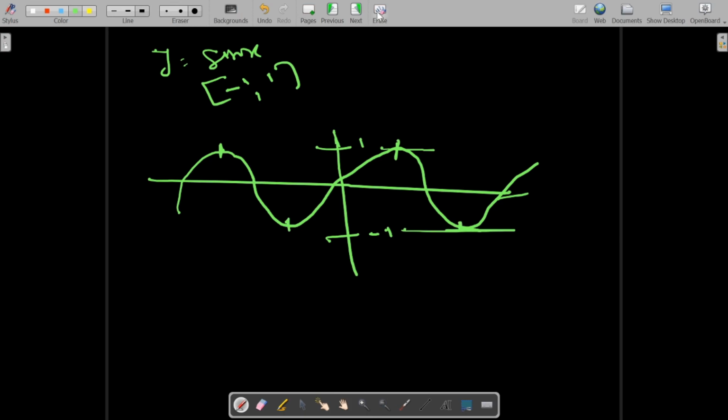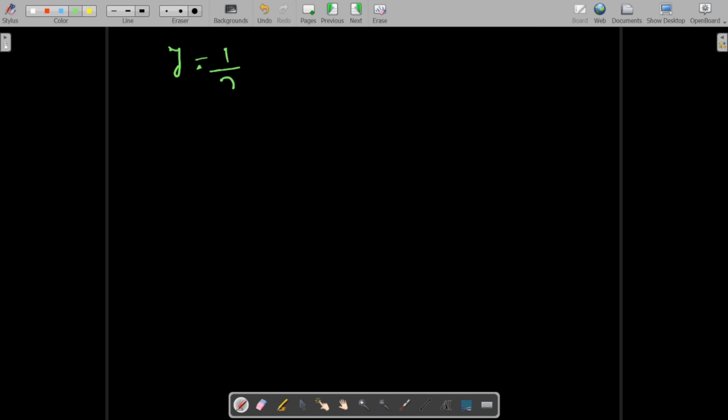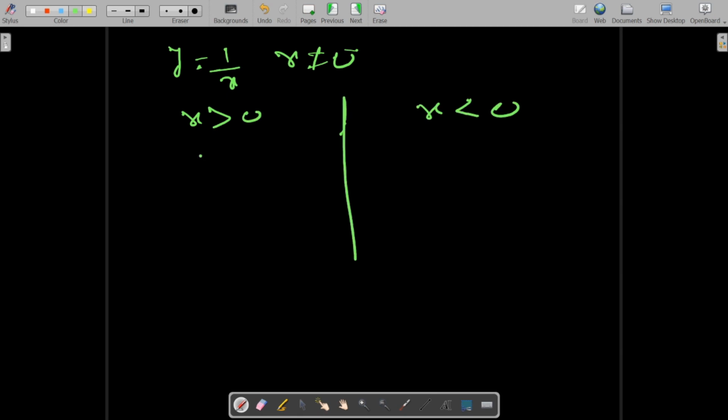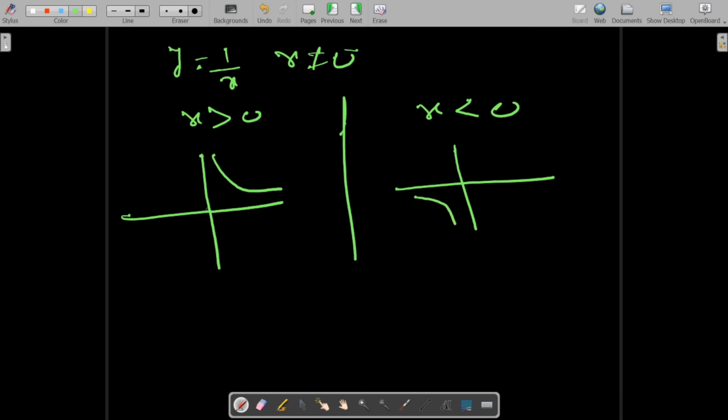and these are minimum points. Let's see another graph, y equal to 1 by x, where x not equal to 0, so it is not defined there. So we have to take x greater than 0 and x less than 0. When x is greater than 0, the graph would be like this. When x is less than 0, the graph would be this. This is taking a minimum point here, y equal to 1, and similarly here it is taking y equal to minus 1.